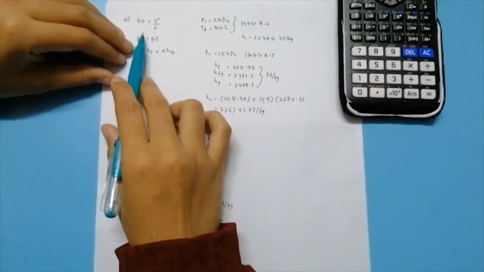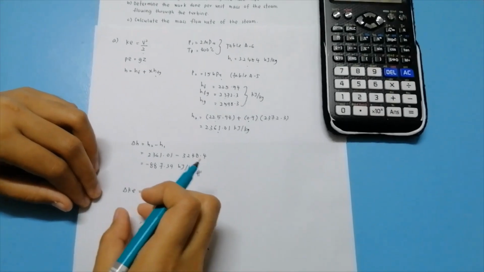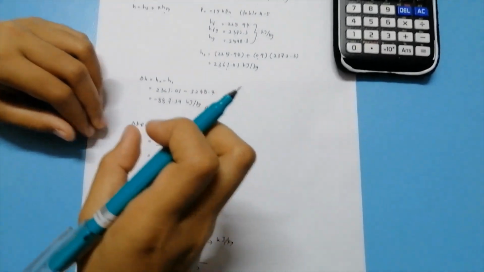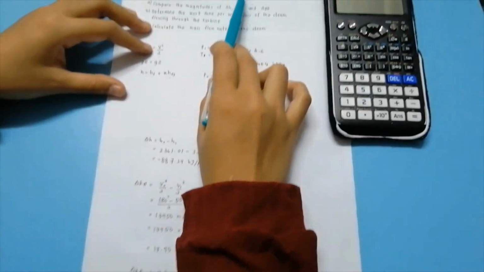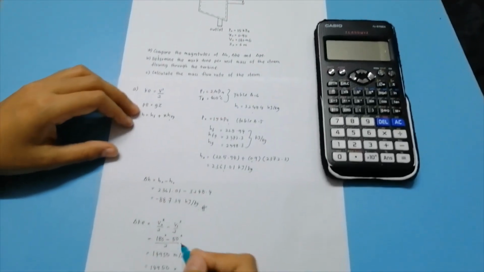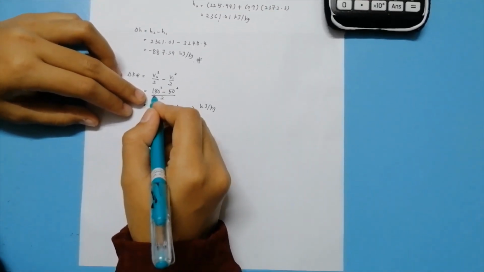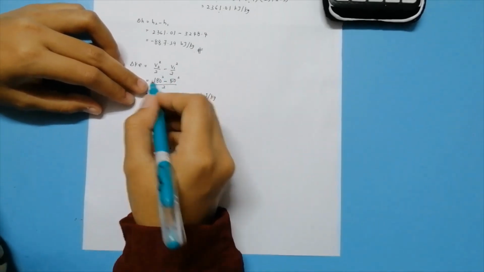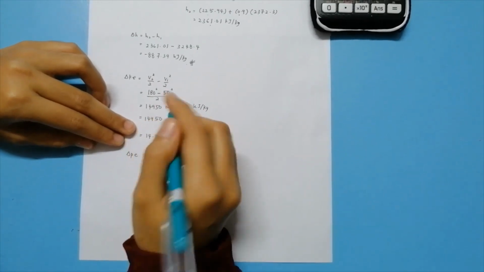Okay, for kinetic energy, we have the formula V square over 2. So to find the change of kinetic energy, V2 minus V1. We have the value for V2, which is 180, and V1 is 50. So we just substitute the value: (180 square minus 50 square) over 2, and we get the answer 14950.